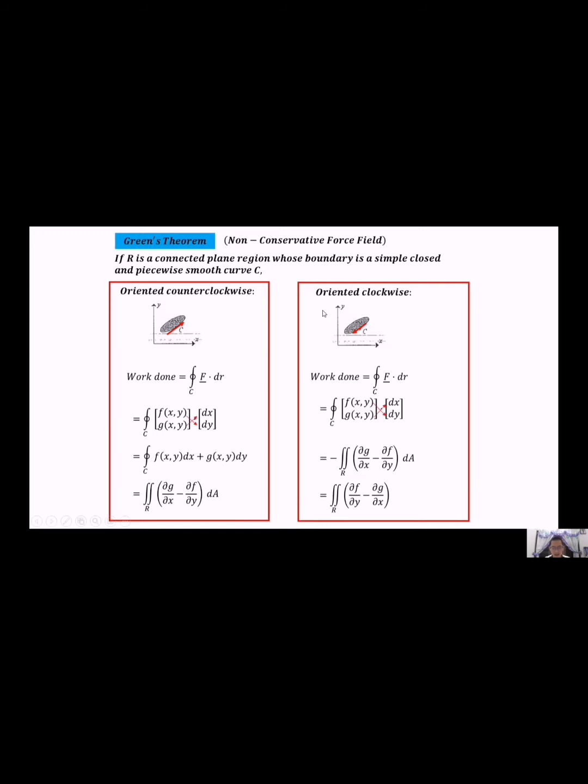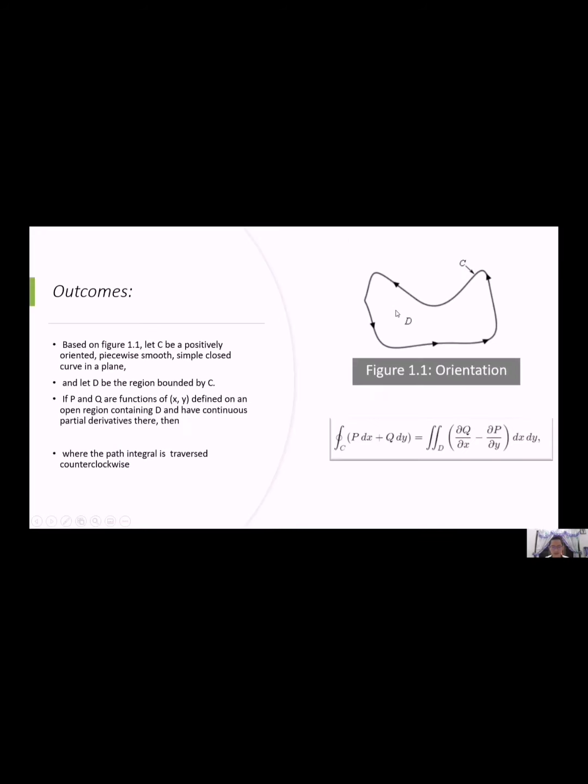On the right-hand side, oriented clockwise, the formula is the same as the left-hand side, counterclockwise, but here we should multiply with F first, then G. So we get the double integral over R of del F per del y minus del G per del x. That is the formula for oriented clockwise. That's the outcome in this slide.